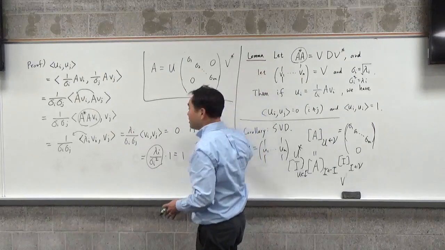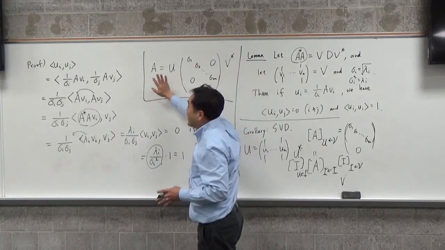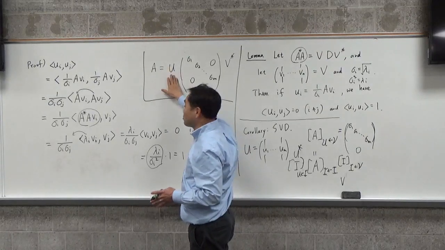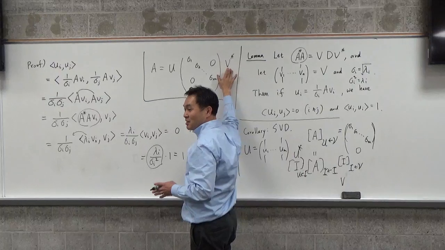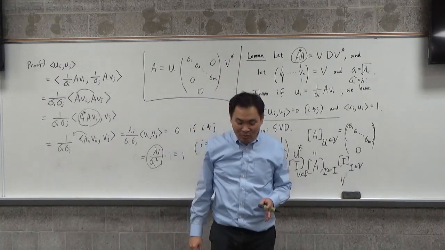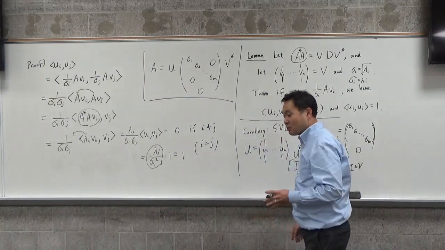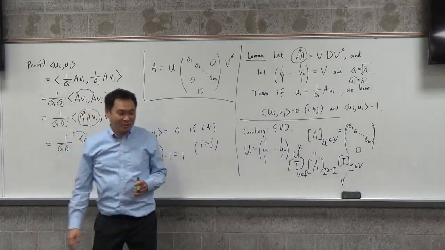So this lemma immediately shows that the spectral theorem implies that any matrix can be written as a unitary times diagonal times its adjoint, V, another unitary adjoint. So that's SVD. It's quite nice.